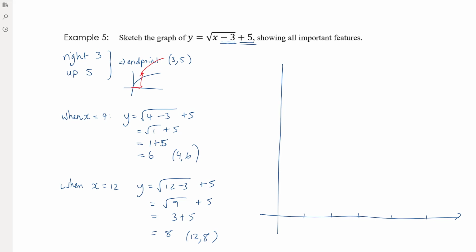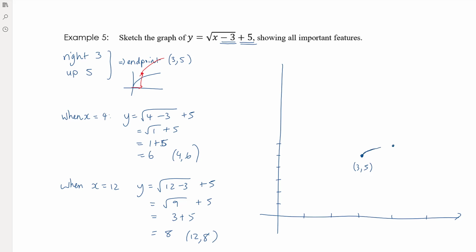So remember, you don't need the same scale. 1, 2, 3, 4, 5, 6. You just need to be consistent along the axes in terms of your scale. So endpoint is at 3, 5, so 3, 5 up here. And my other point is at 4, 6.